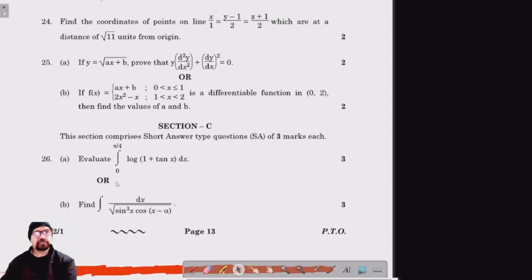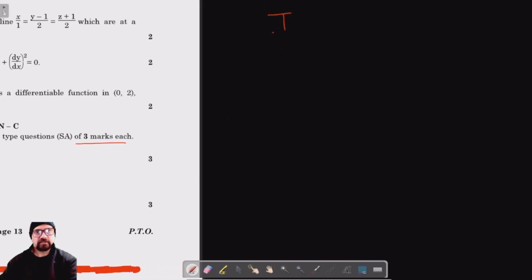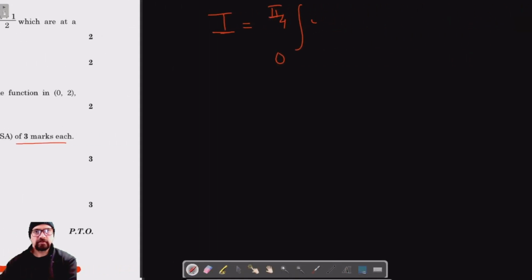Okay, for question number 26, we are on to section C, and this section comprises short answer questions of 3 marks each. For question number 26, first part, we have to evaluate the definite integral from 0 to pi by 4 of log of 1 plus tan x into dx. So let's say it's our integral I, and we have to evaluate for 0 to pi by 4. This is log of 1 plus tan x into dx.